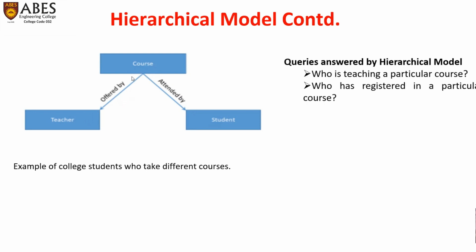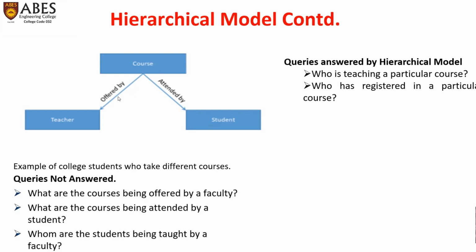Okay, so in this figure you can see courses offered by teachers. Similarly, courses attended by a student. So in this figure you can see courses attended by students and courses offered by teachers. So this is one, and this is many case. This is called the one-to-many association. With the help of this figure, you can answer both the questions.